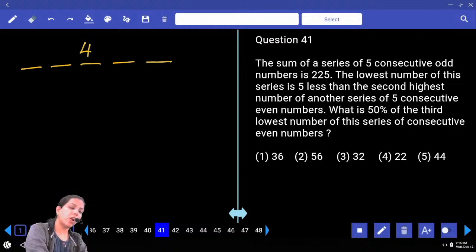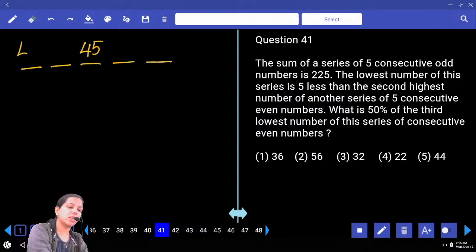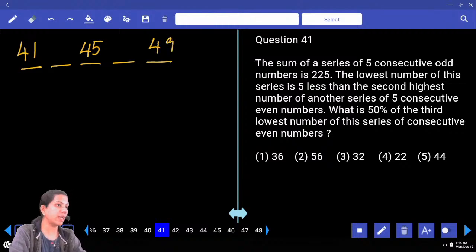45. So the number before 45? 44 or 43? 43. What is your first number? 41. Last number? 49. 47 and 49. Correct? Now, the lowest number of this series. What is the lowest number of this series?